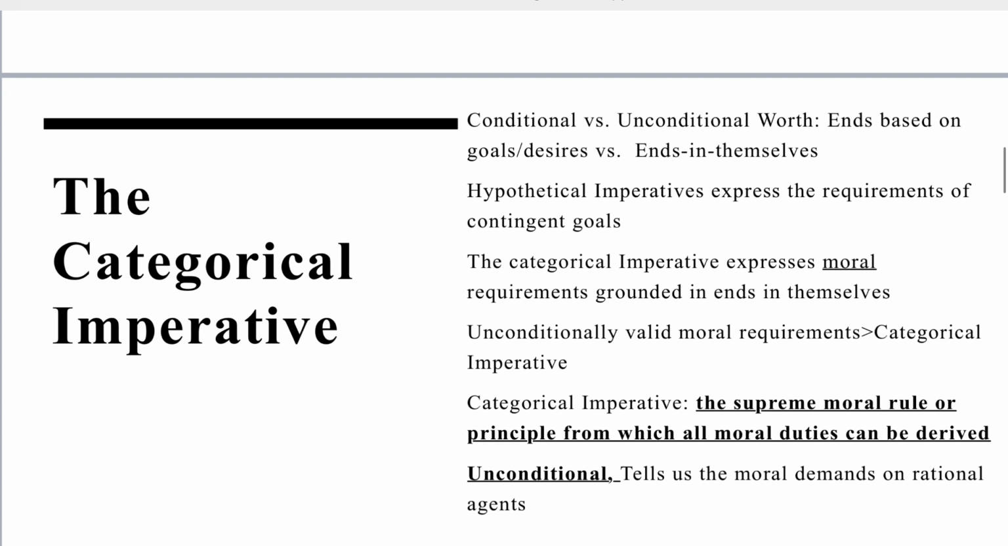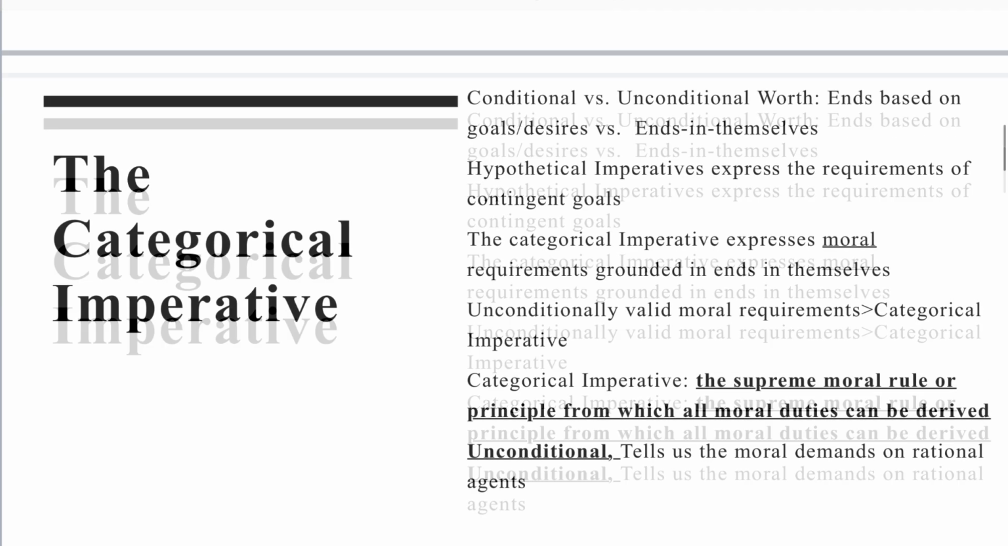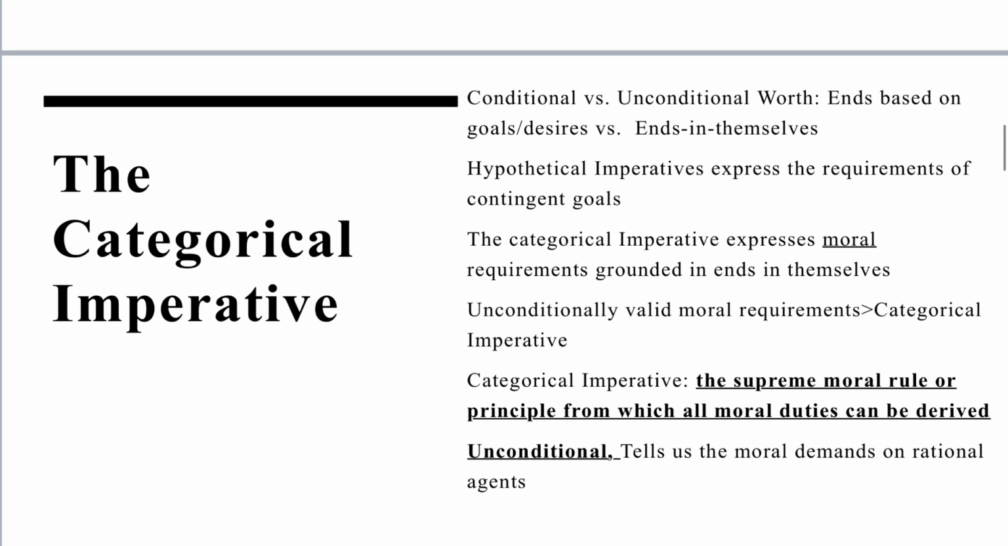So what is the categorical imperative? In one sentence, it is the supreme moral rule or principle from which all moral duties can be derived. The categorical imperative is a principle that tells us the moral demands on rational agents. Unlike hypothetical imperatives, the categorical imperative is unconditional. It doesn't change. It doesn't require the satisfaction of any conditions to apply to you. It doesn't matter who you are, what you do, what you want, or what you think, as long as you are a rational agent, or as long as you are a human.